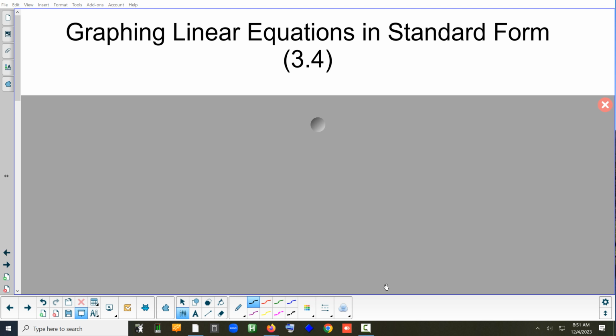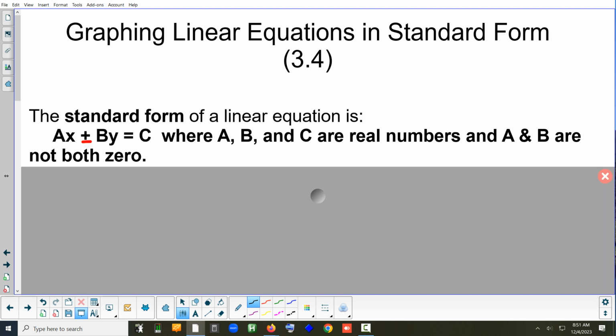If you're familiar with y equals mx plus b, how many people remember that? Y equals mx plus b. Or you've heard of it before? Yeah, it's going to be tomorrow. Okay, today is going to be a little bit different. It's just a different way to write the equation of a line.